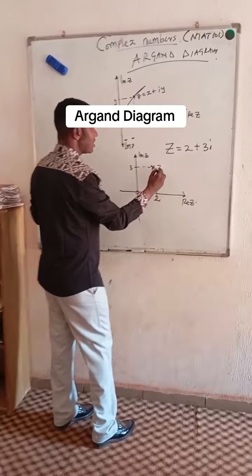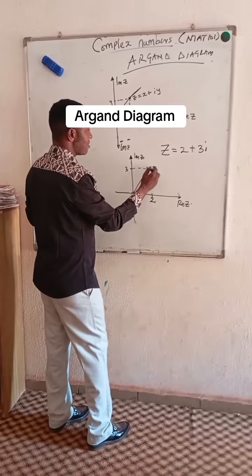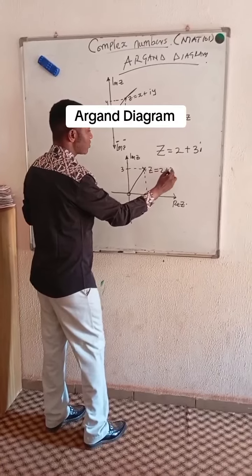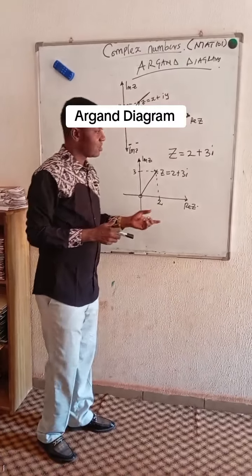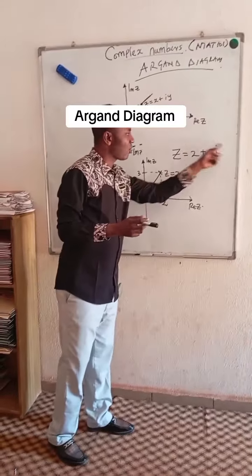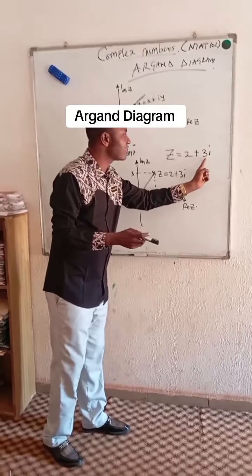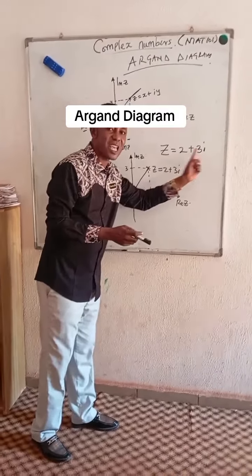Alright, so now z is equal to 2 plus 3i. You see now? So this is the Argand diagram representation of this complex number. Mind you, what makes this one imaginary is the i that's attached to it.